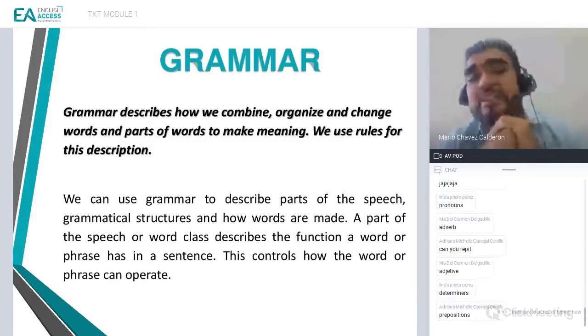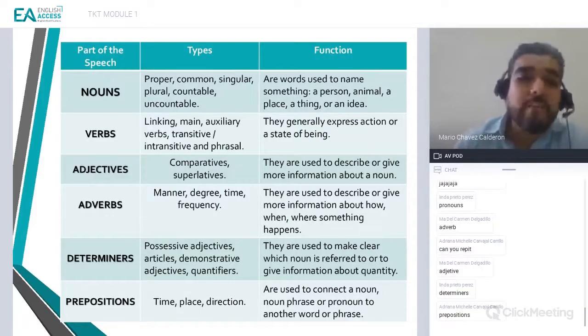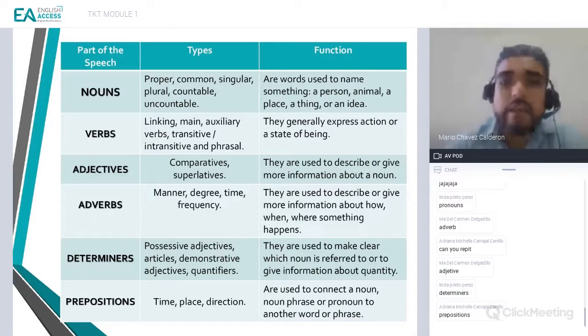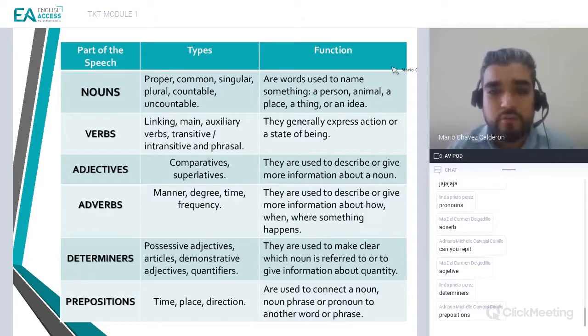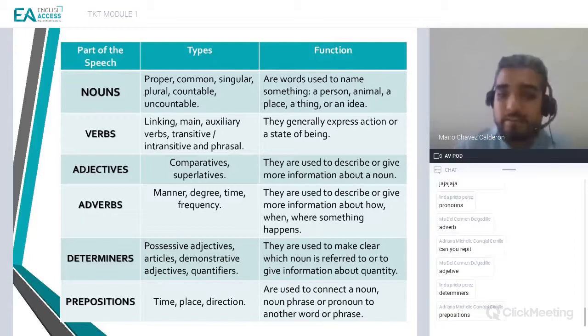Prepositions. Good job. So those are the nine parts of speech, right? We have the nouns. We have different types of nouns. For example, we have the proper nouns, the common nouns, the singular nouns, the plural nouns, the countable nouns, the uncountable nouns. These are words used to name something: a person, animal, place, thing, or idea.